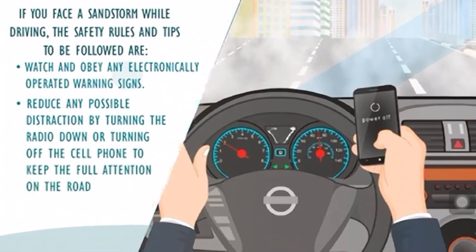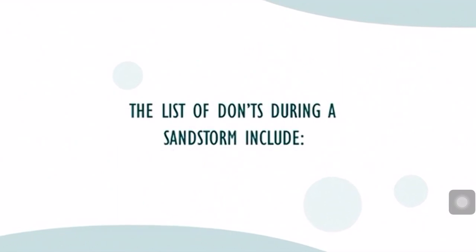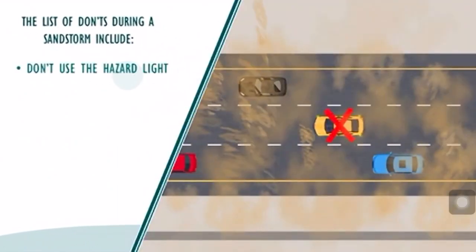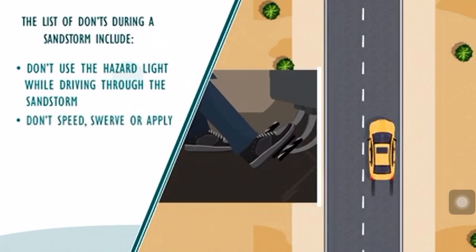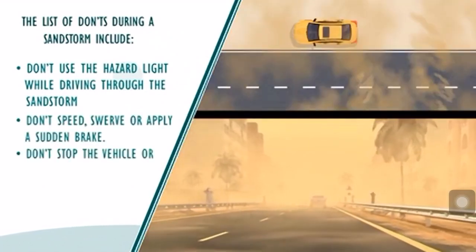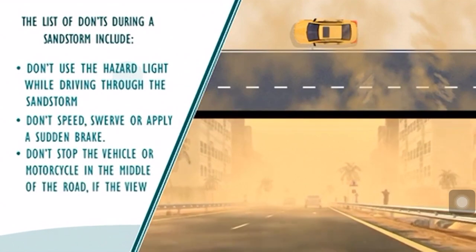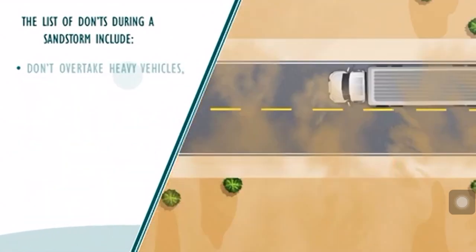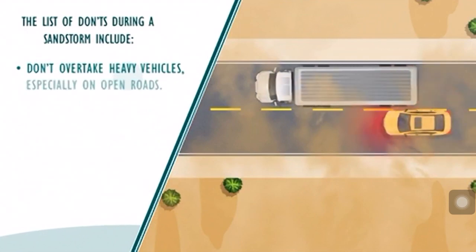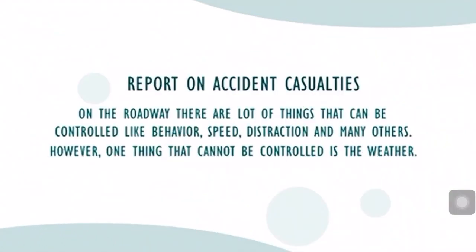on the road. The list of don'ts during a sandstorm includes: don't use the hazard light while driving through the sandstorm. Don't speed, swerve, or apply a sudden brake. Don't stop the vehicle or motorcycle in the middle of the road. If the view is restricted suddenly, try to move aside. Don't overtake heavy vehicles, especially on open roads.